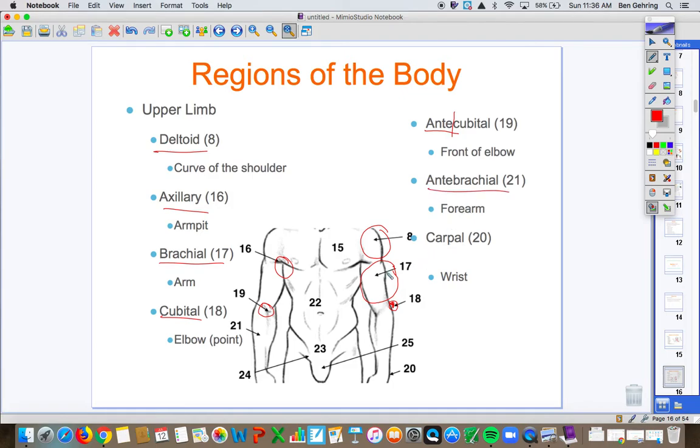Antebrachial. So again, your upper arm is brachial. Antebrachial is before that or in front of that, and that is your forearm down here. And then we have your carpal region, which is your wrist. Those are the regions of your upper limb.